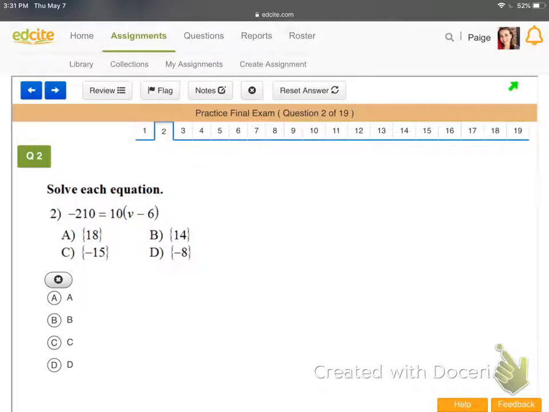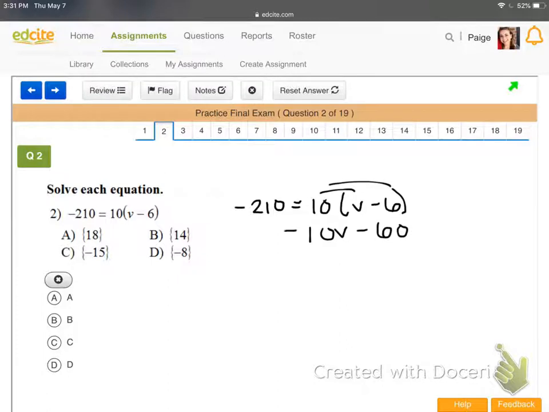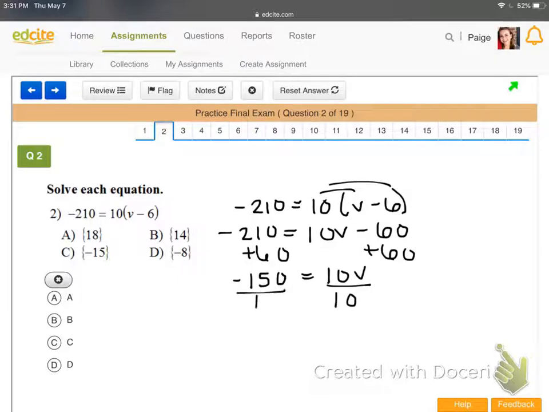Number two, I've got negative 210 equals 10(v minus 6). First things first, notice there are parentheses, so let's distribute. I've got 10v minus 60, and then equals that negative 210. Let's move over that 60 by adding, so plus 60 plus 60. That gets me negative 150 equals 10v. My last step is to divide by 10. So we get v equals negative 15, which would be C.